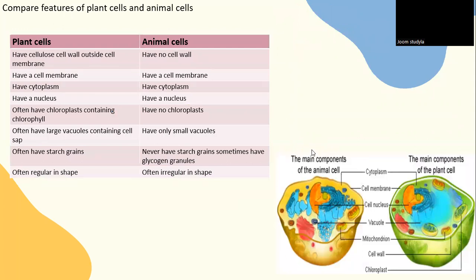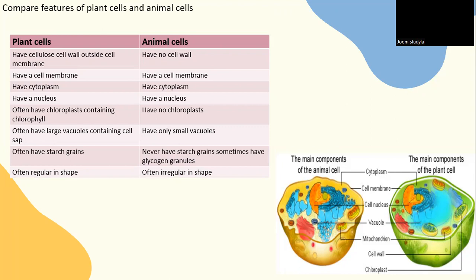Okay, let's look at some of the differences between plant cells and animal cells. As I already briefed just now, what we have in the plant cell and what we don't have in animal cells. For example, plant cells have cellulose cell wall outside the cell membrane, but not animals. Animal cells do not have a cell wall.